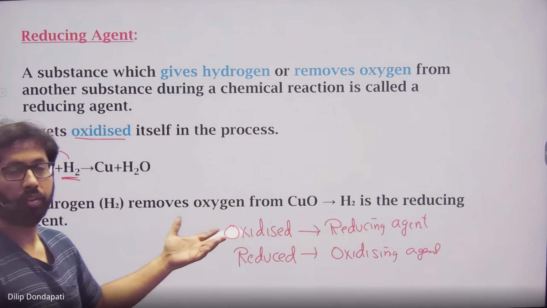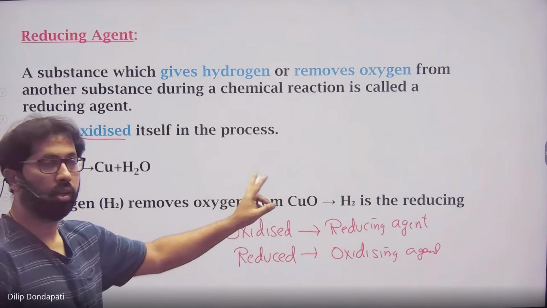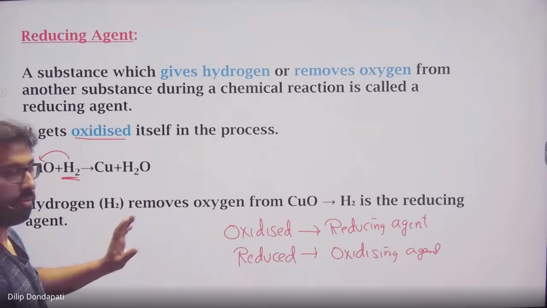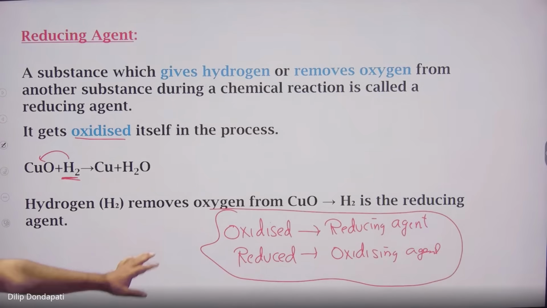So whenever they say agents, first identify which is oxidized, which is reduced. The opposite of that will be the agents. This is a shortcut you remember. If you do this, you will always get full marks in this.